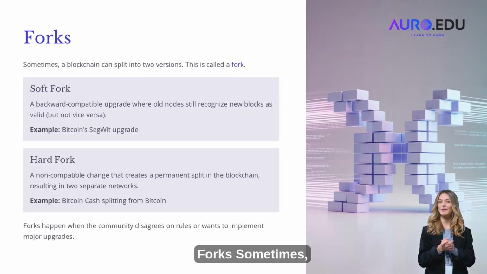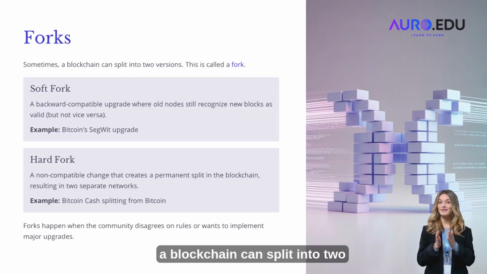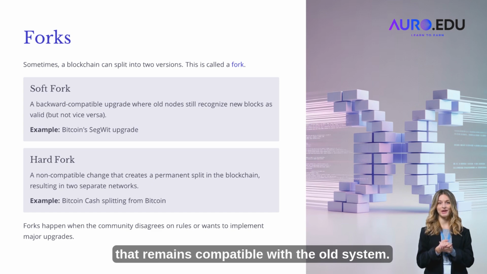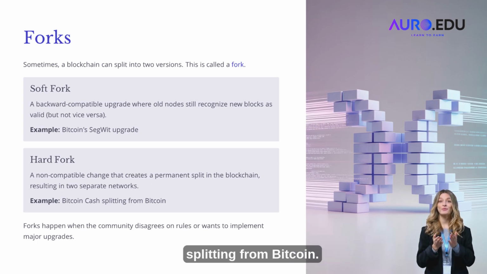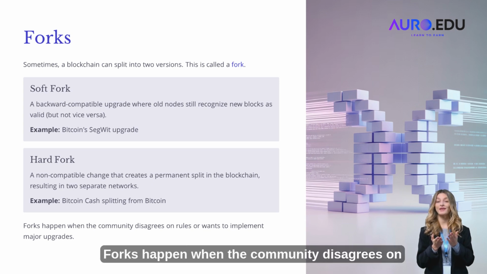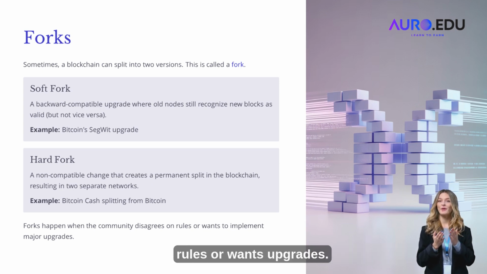Forks. Sometimes, a blockchain can split into two versions. This is called a fork. A soft fork is a small update that remains compatible with the old system. A hard fork is a bigger change that creates a new chain, like Bitcoin Cash splitting from Bitcoin. Forks happen when the community disagrees on rules or wants upgrades.